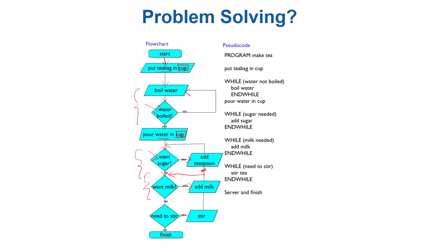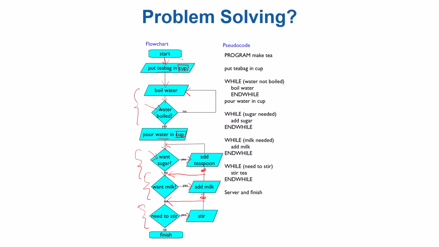Once you exit the loop, then you ask, need to stir? Yes, stir. Then ask again. This line again shouldn't be there. So that's another loop. Once you exit this loop, then the tea is ready. You serve that tea, finish, you are done with the procedure.